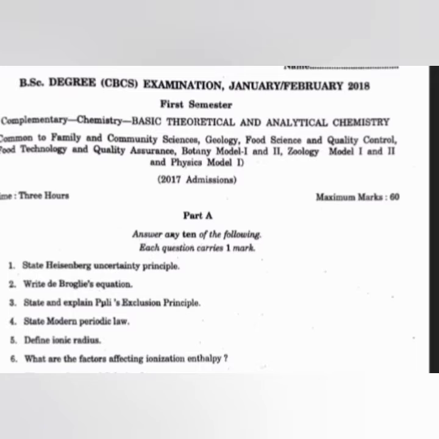January or February 2018. Part A. 1. State Heisenberg uncertainty principle. 2. Write de Broglie's equation. 3. State and explain Pauli's exclusion principle. 4. State modern periodic law.